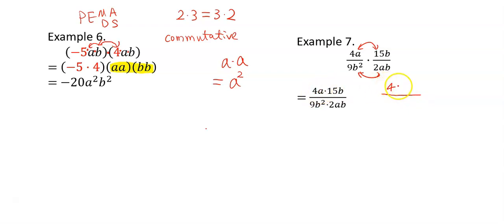So there's a top 4 times top 15. There's a bottom 9 times the bottom 2. And the variables, there's a top A and top B, and there's a bottom B squared, and there's an A and a B. So I am going to try to organize this a little bit. I'm going to put them in alphabetical order. So I'm going to put this A first, and then I'm going to put B and B squared. The order doesn't really matter, so I can put a B and then put a B squared.